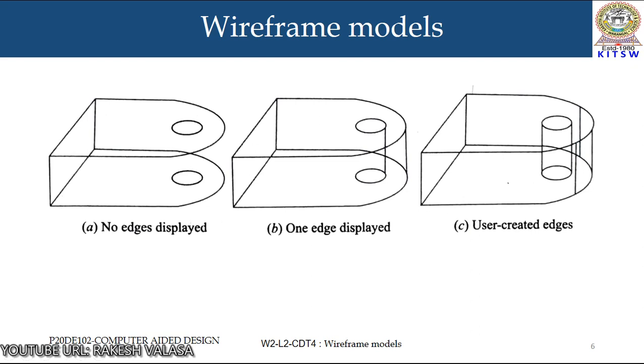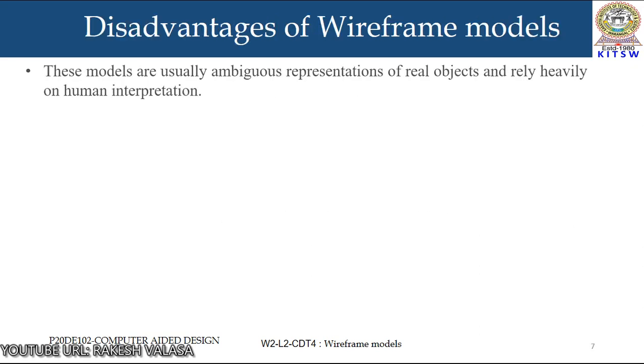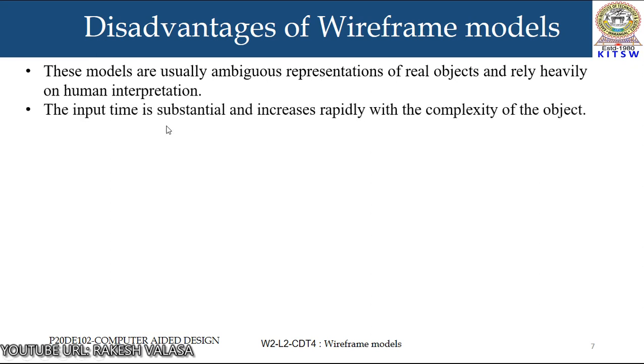Let us see the limitations or disadvantages of wireframe models. First one is these models are usually ambiguous representation of real objects and rely heavily on human interpretation. The second one is the input time is substantial and increases rapidly with the complexity of the object.